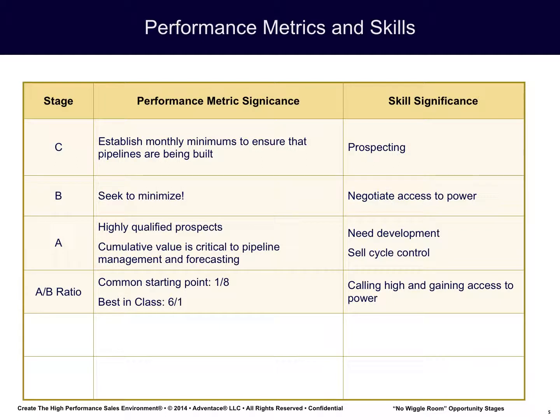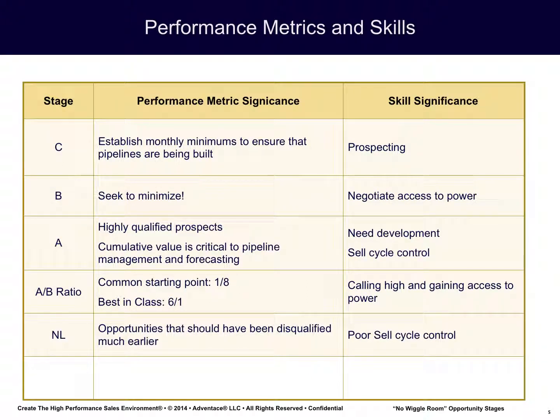That leads to perhaps the most important performance metric, the ratio of the number of A prospects to B prospects. For over 20 years, our clients have found that a common starting point for most sellers is 1 to 8, meaning that for each A prospect they have 8 Bs. They have found that sellers in this situation waste 40% of their time calling on buyers who cannot buy. If managed properly, best-in-class companies achieve approximately a 6-to-1 ratio. Think of the turnaround because of that.